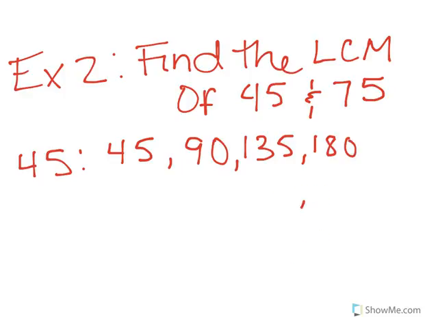Let's go out one more just to be safe, and do 45 times 5. 5 times 5 is 25, carry the 2, 20 plus 2 is 22. 225. Okay, we can stop there. We might have to add some later, but I'm going to stop at 5 for now. Now let's list the multiples of 75.